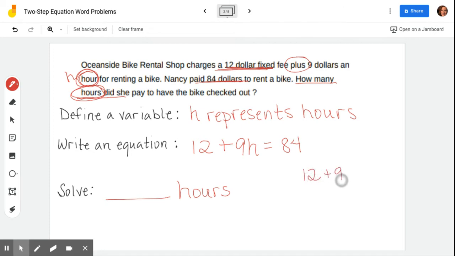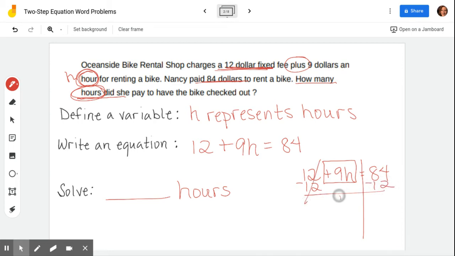12 plus 9h equals 84. In my classes, what we do is we draw a vertical line through the equal sign and we box the variable part. That way we can really focus on what we need to get rid of. I need to get rid of this 12 that's with the variable, but not right next to it, not connected to it. So I'm going to subtract 12 from both sides.